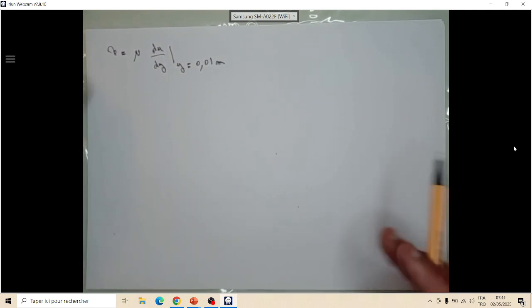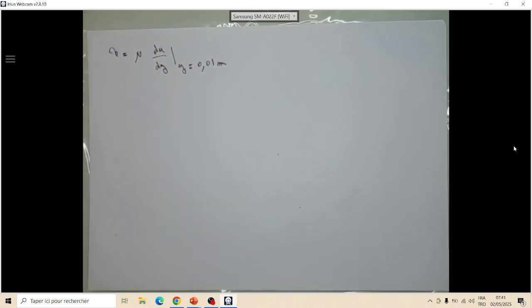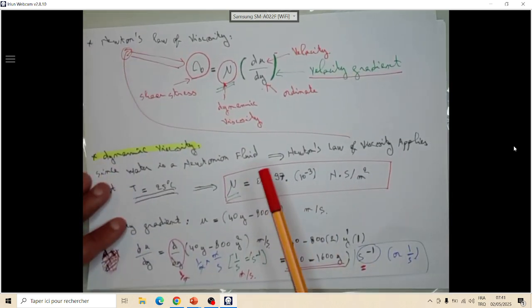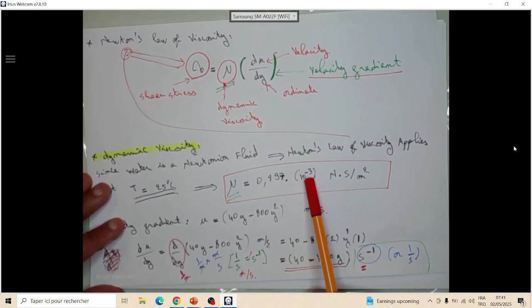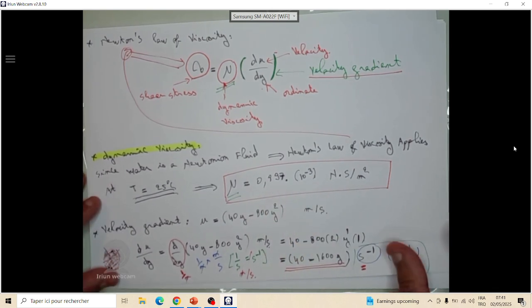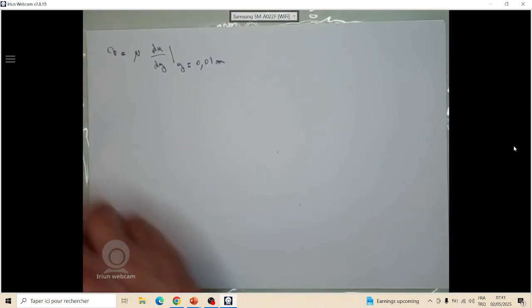So this will give me. I need the value of mu, which is the dynamic viscosity. I will use this value for the dynamic viscosity, which is equal to 0.897 times 10 to the power minus 3 Newton times second per meter squared. So I will use it here.